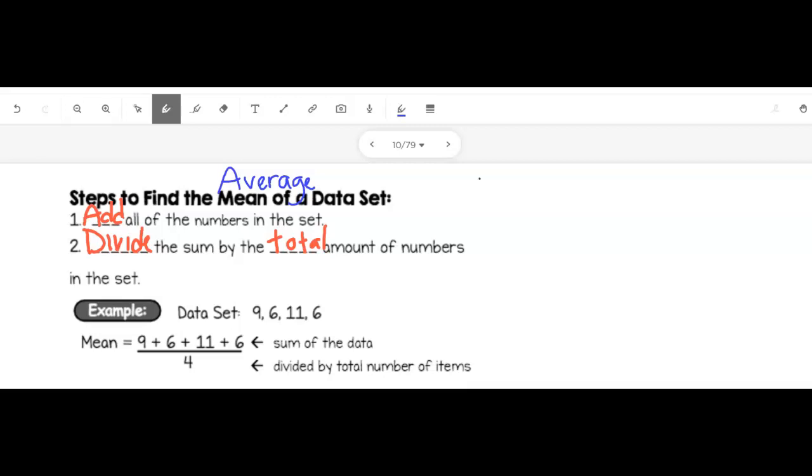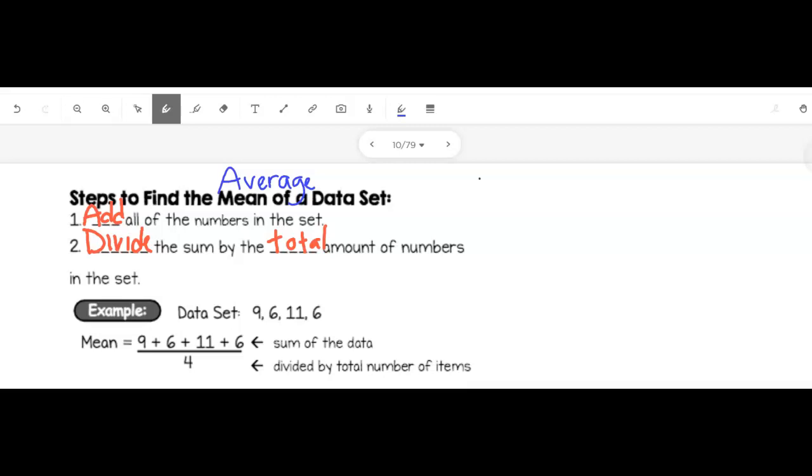All right, so fill in the blanks. We've got add all the numbers in the set. Number 2, divide the sum by the total amount of numbers. So if you add up 4 numbers, then you divide by 4. If you add up 7 different numbers, then you divide by 7. So whatever amount of numbers you're adding, that's what you're going to divide by.